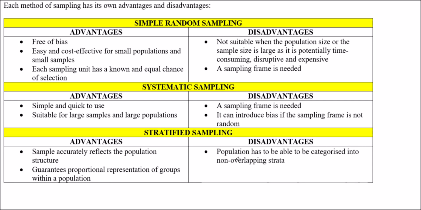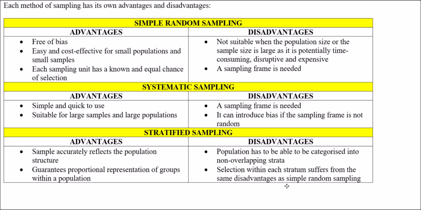Disadvantages: well, the population has to be able to be categorized into non-overlapping strata to begin with. If it can't be, you can't use stratified sampling at all. So it can only be used if a population is ready for it, if that makes sense. And also, the selection within each stratum, within each layer, suffers from the same disadvantages as simple random sampling. So again, what if your population size is huge and you need a really big stratum? That could be very hard as well.